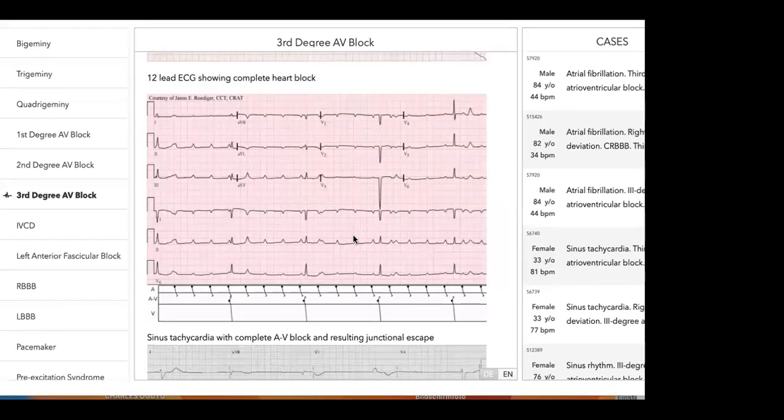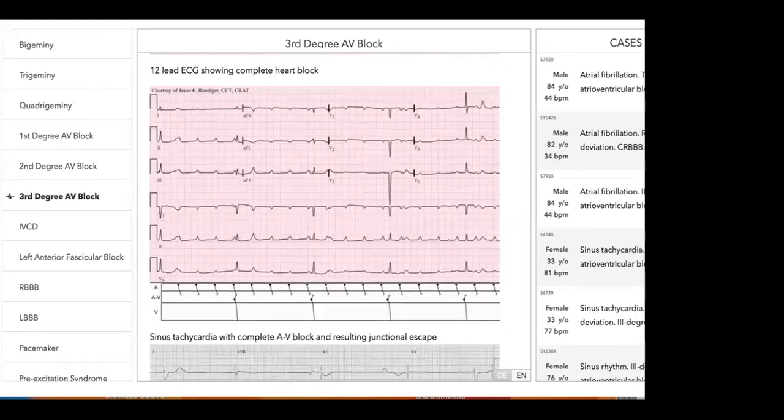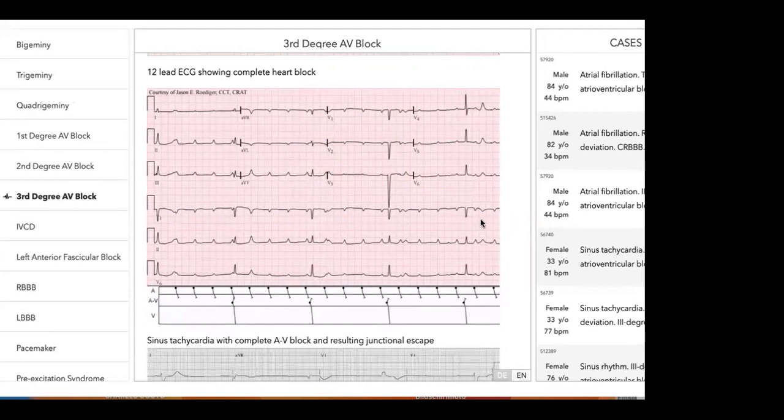If you see an ECG, unfortunately I could not find a licensed one, that's why I didn't include it here. So if you find an ECG where the ventricles and the atriums don't have anything to do with each other, Daniel, do you have one? Let's see.